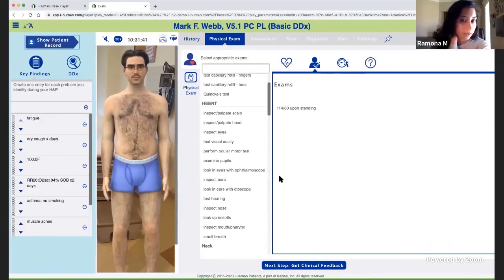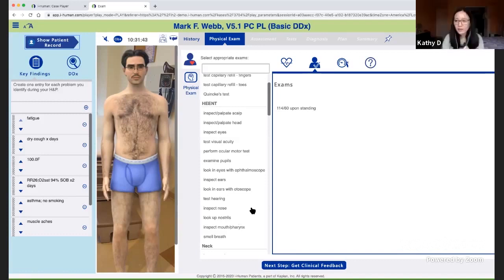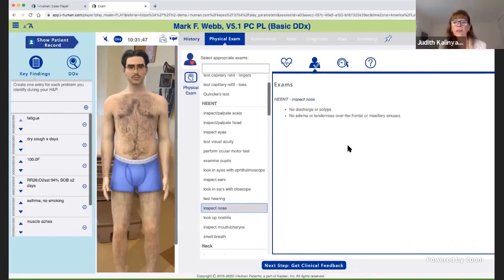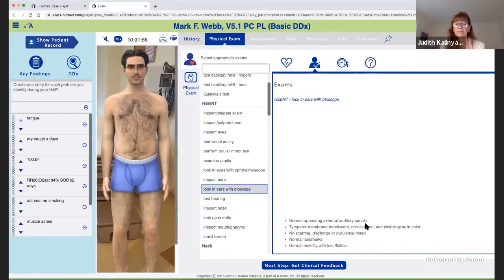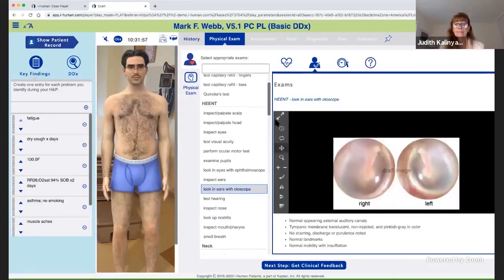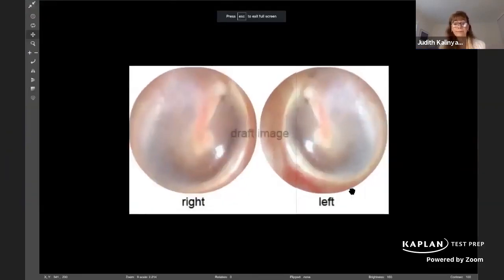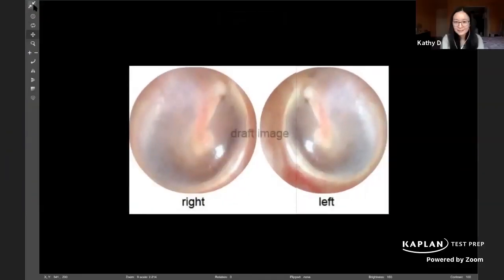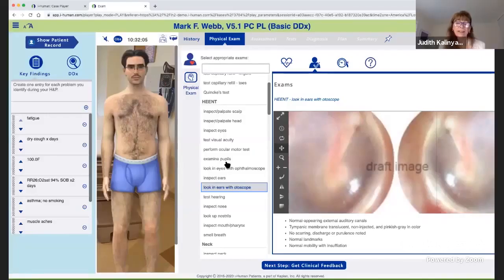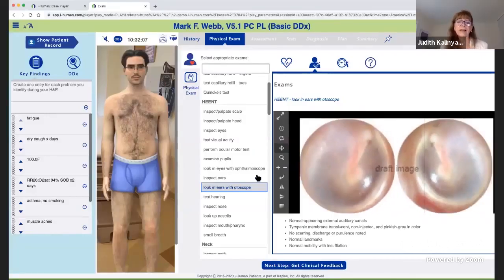Look at your nose and throat. Look for swelling. So we'll inspect the nose, no polyps, no discharge. Look up the nostrils, no polyps or discharge. We can look in his ears. What do you think, guys? Looks fine. Okay. Good light reflex, nothing that I'm seeing there.